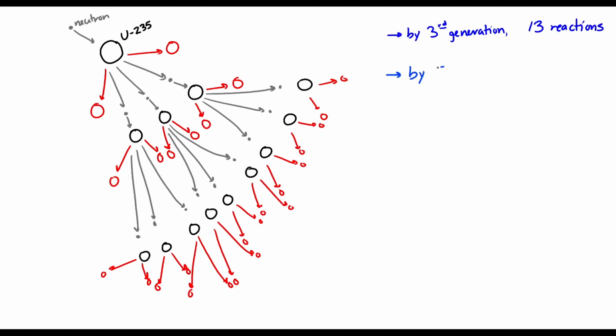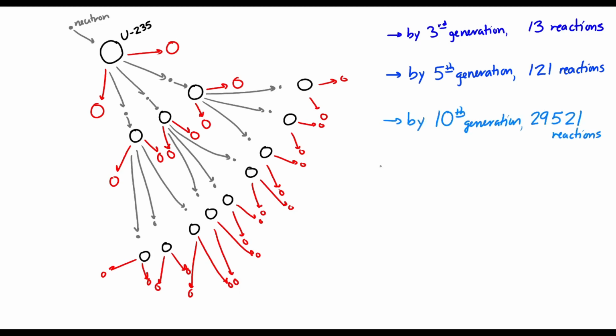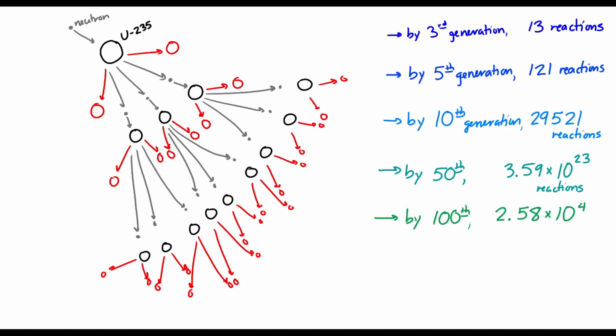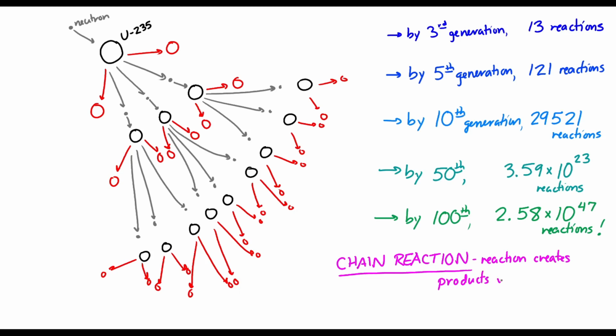By the 5th generation, 121 reactions have taken place. By the 10th generation, 29,521 reactions have taken place. By the 50th generation, 3.59 times 10 to the 23 reactions have taken place. By the 100th generation, 2.58 times 10 to the 47 reactions have taken place. So this idea is called a chain reaction. The first reaction creates products which then cause more reactions, and so on and so on.